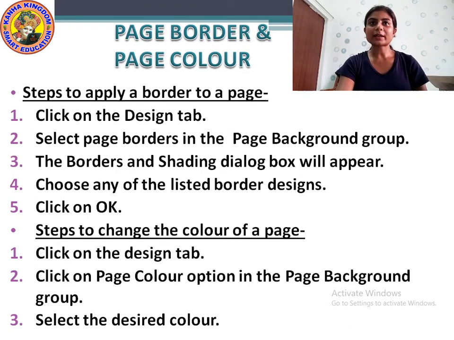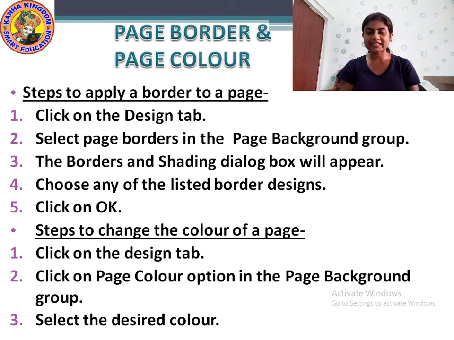And now students, what are the different steps to change the page border and page color? How can you format the page border and page color? See, the first one is steps to apply a page border to a page. How can you apply a border? We apply a border to a page to make it look more attractive and more highlighted. So these are the following steps by which you can add a border to your page.